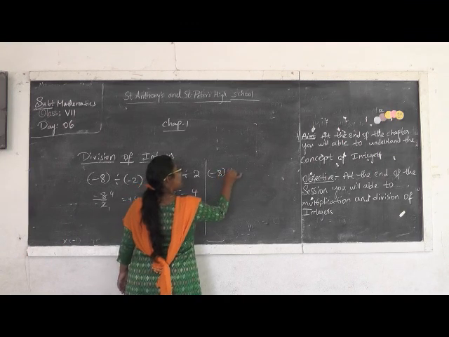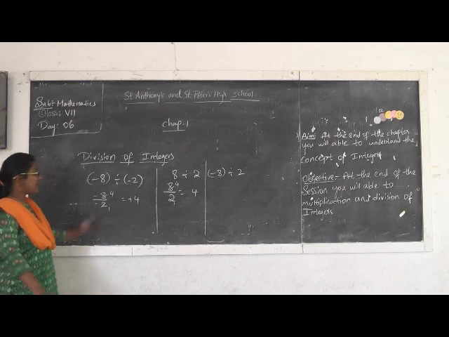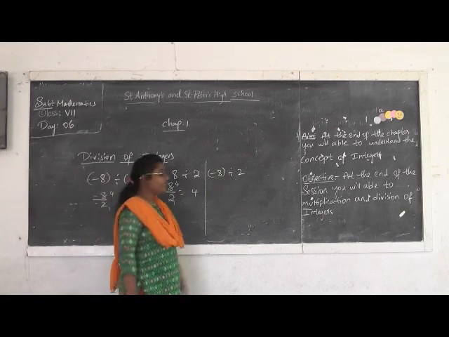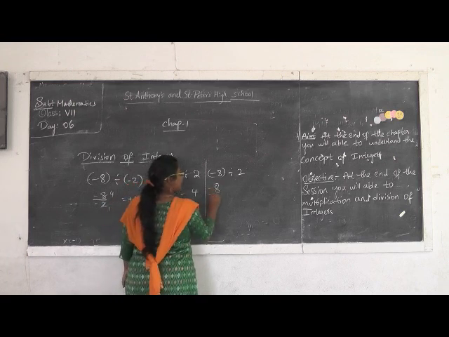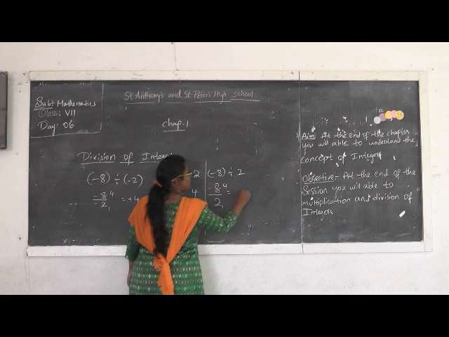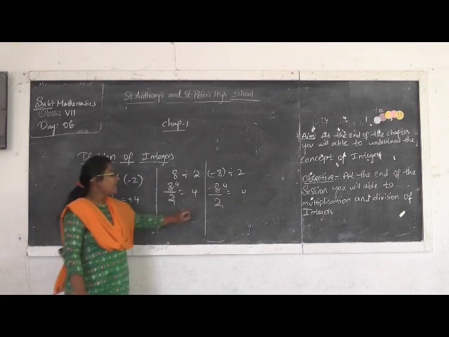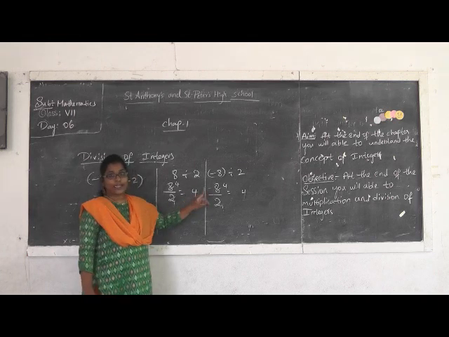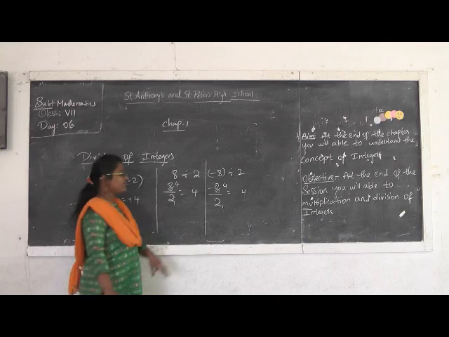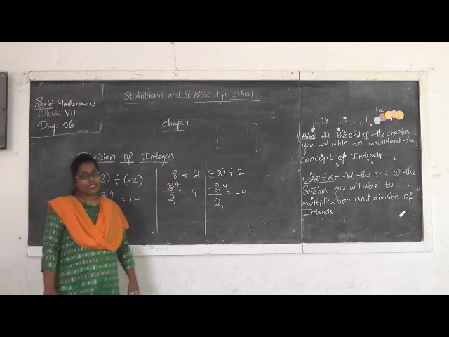Let us take one more example: minus 8 divided by 2. To understand the concept better, I am taking the same example. Minus 8 divided by 2 is nothing but 2 ones are 2, 2 fours are 8, so 4 is the answer. Then what about the symbol now? Here one is positive and one is negative, that means the symbols are unlike, different. So that is why we write the result as a negative integer.